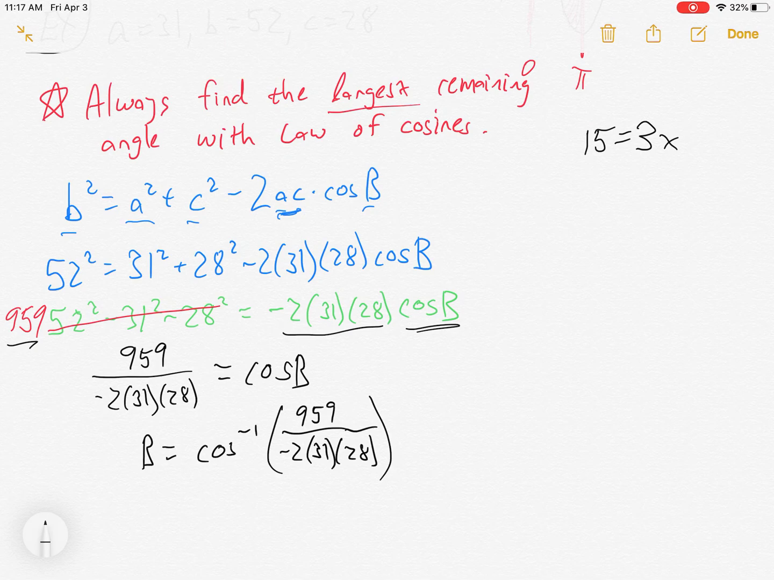Negative. You don't need to do anything in your head to figure that out. The numerator is positive. The denominator is the product of three numbers. One of them is negative. That's going to be a negative number. Positive over negative is a negative. So this is going to be an obtuse angle.